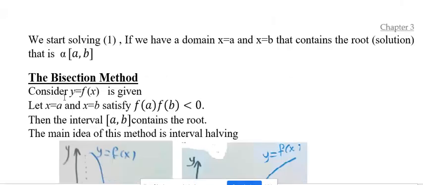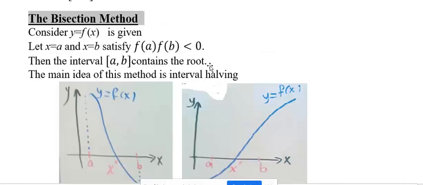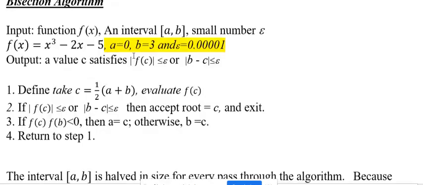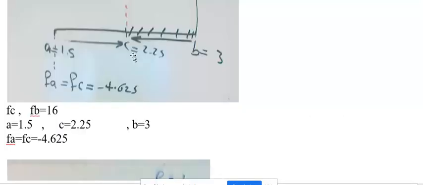One of them is the bisection method, and we say that to start the bisection method we must have some inputs, which are two values a and b that define an interval containing the root and satisfy the condition f of a times f of b less than 0. We take an example and solve it step by step. This is the previous lecture.